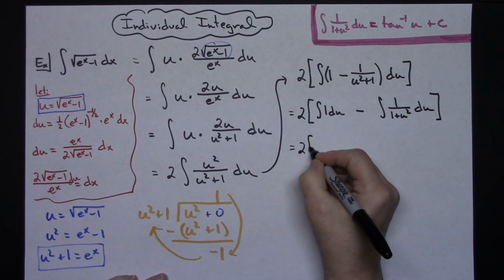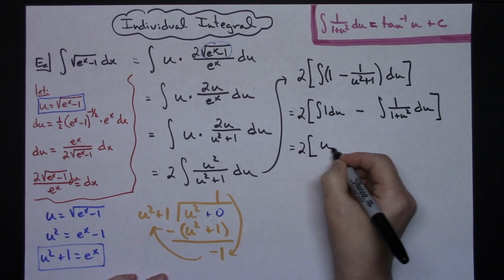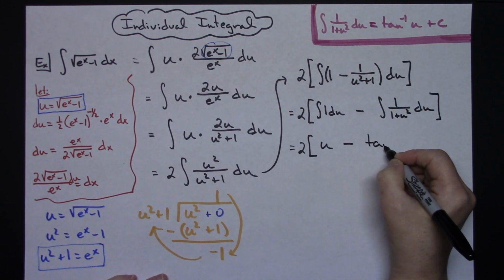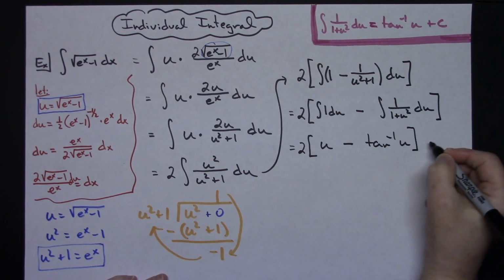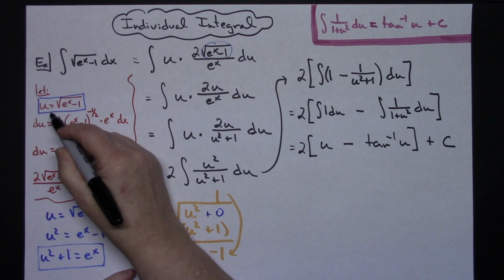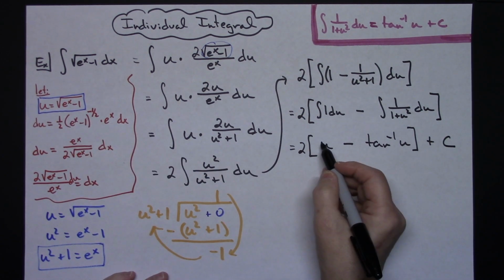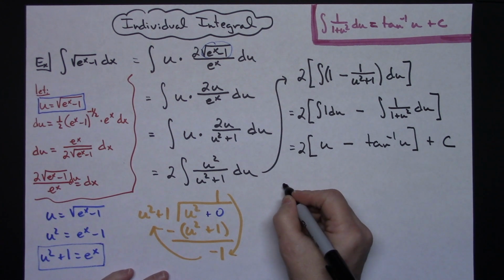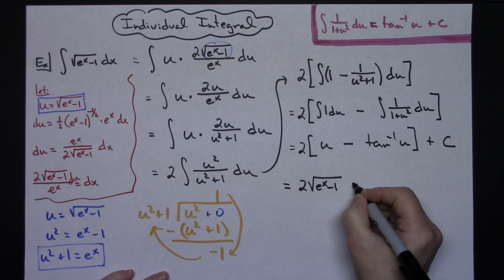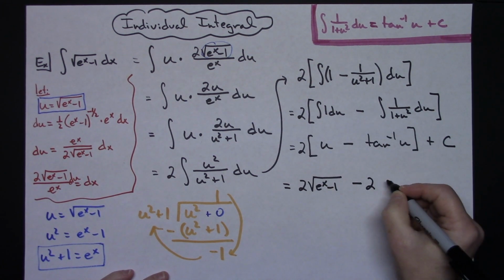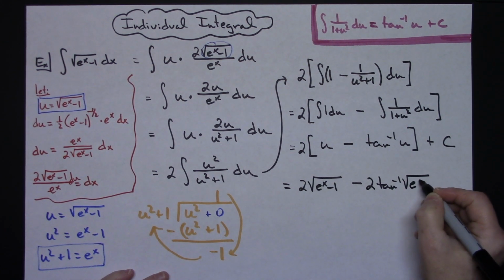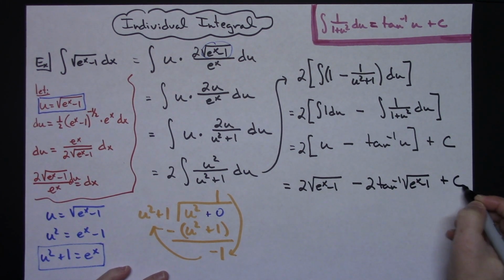So I'll have 2. Integrating 1 du, I'll have a u, and then minus, this integrates to the inverse tangent of u, and then plus c. At this point, I just have to come back over here and plug in my u's and distribute that 2 for a final answer. So I'll have 2 times the square root of e to the x minus 1 minus, distributing that 2 again, inverse tangent of square root of e to the x minus 1, and then plus c.